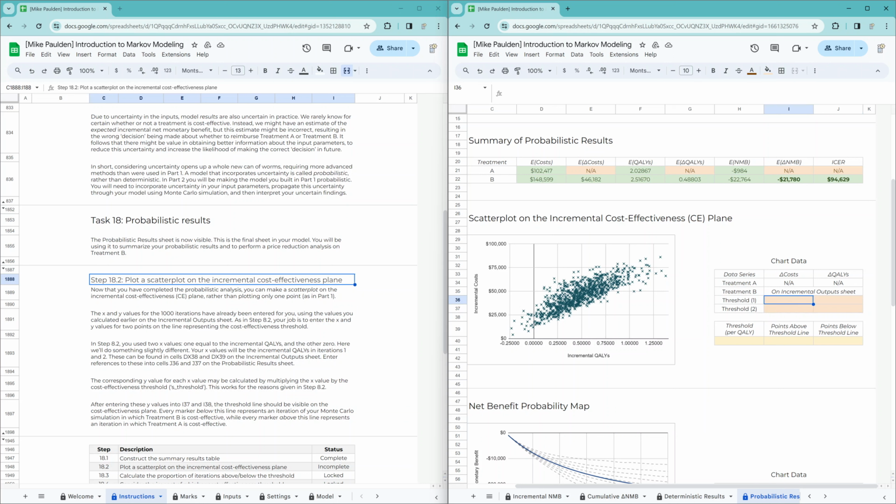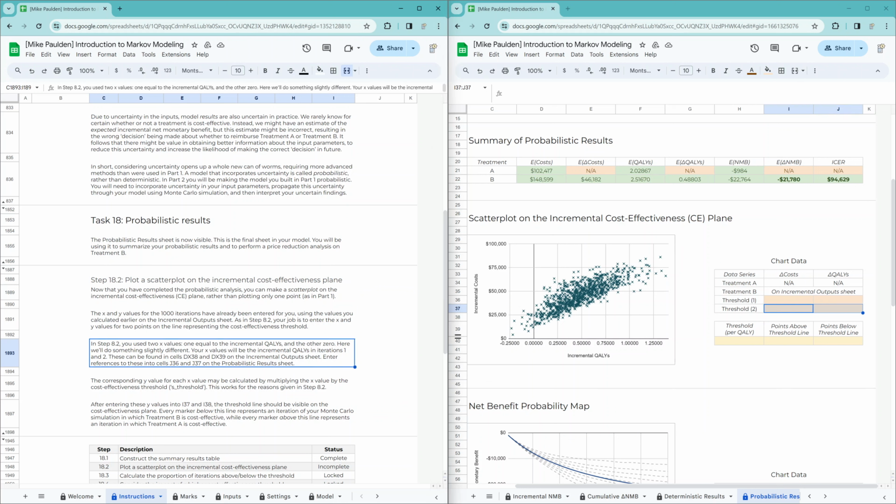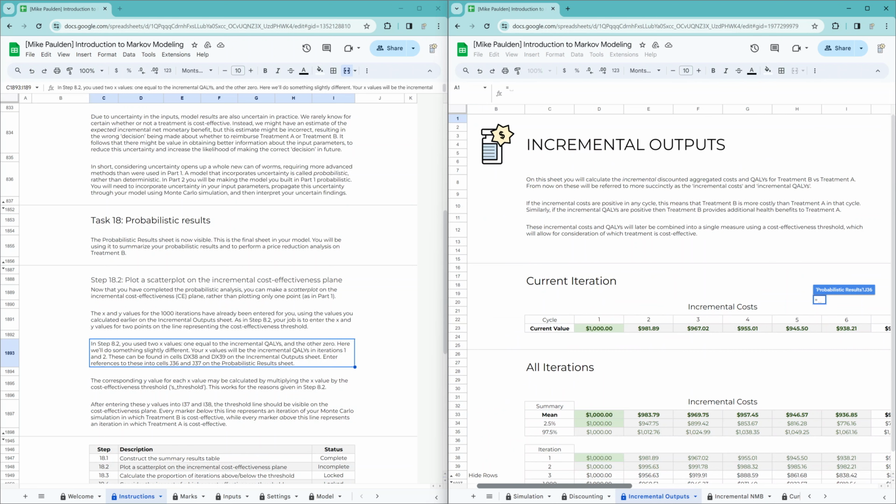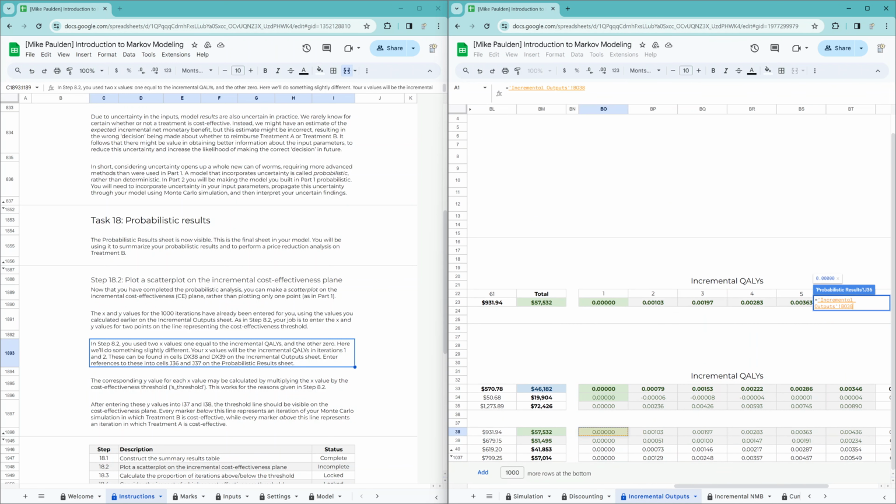And again, we need to put in two different combinations of incremental costs and QALYs, and a line will be plotted through them. Here we'll do something slightly different. It says in the instructions, your X values will be the incremental QALYs in iterations 1 and 2, on the probabilistic sheet. So equals, then we just need to go back to the incremental output sheet. And where are the incremental QALYs? They're over here, and this is the one for iteration 1.